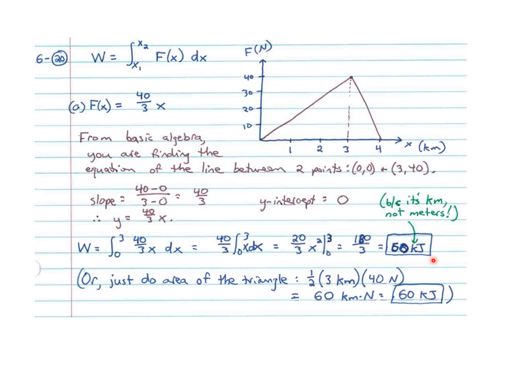Now, if this had been meters on the x-axis, it would be 60 joules, because meters times newtons, but this is kilometers times newtons. Or you can think of it as meters times newtons, and then there's that kilo, times 1,000. So we can say that's 60 kilojoules. Another way you could do it without integrating is just take the area of the triangle. It's simple enough to do. This triangle right here, 1/2 base times height. So 1/2 of 3 kilometers times 40 newtons, and you get 60 kilometer-newtons, or 60 kilojoules.